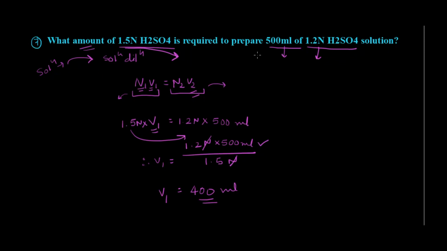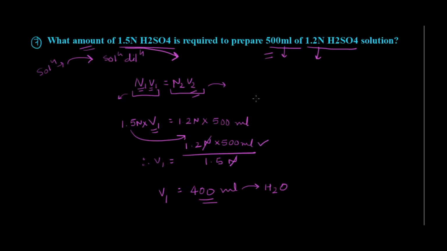Now since we have to prepare 500 ml, you will make this volume up to 500 ml by adding distilled water. Alright, so take 400 ml plus 100 ml of distilled water. That would give you 500 ml of 1.2 normal H2SO4 solution. That is how this formula is helpful. Alright, so that's how you can prepare your desired concentration.